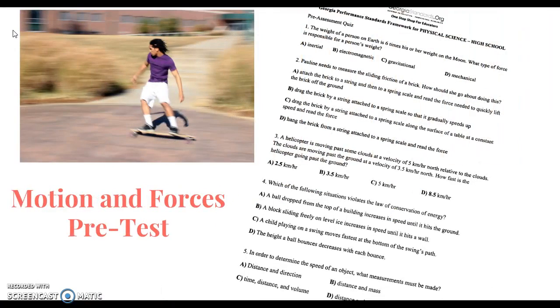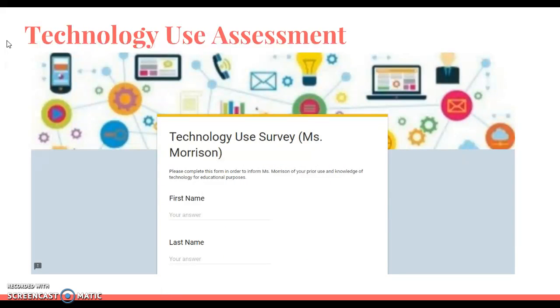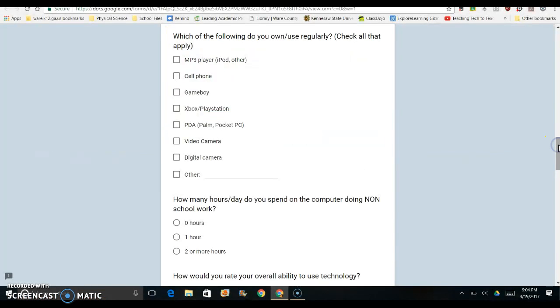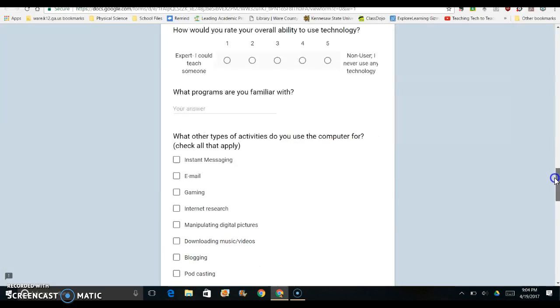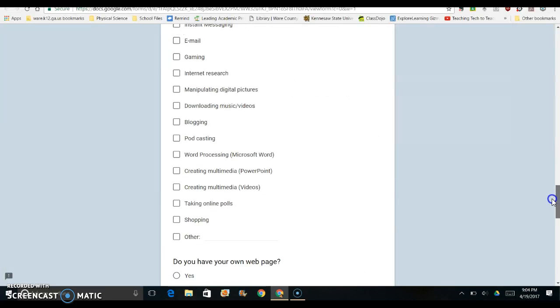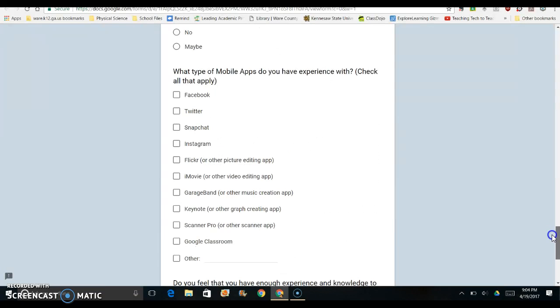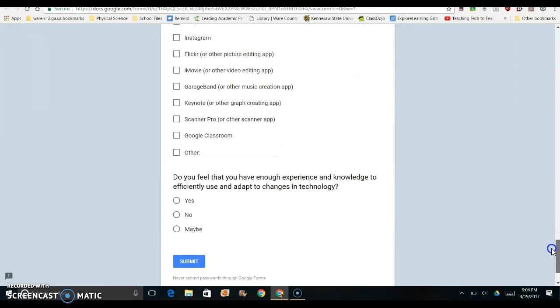To begin my unit, my students will have to take a motion and forces pretest. I will use this data to help group students. The second portion I will use to help group students is to have them complete a technology use assessment using Google Forms. Students will answer questions such as which types of technology they use on a regular basis, the types of technology they have at home, what activities they use the computer for, specific apps they may have experience with, and how comfortable they feel with using technology.